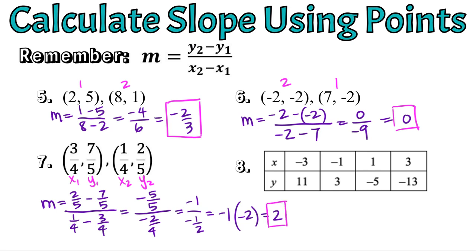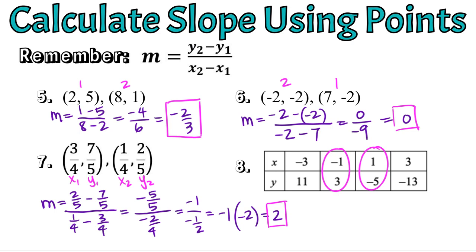We took up a little bit too much space there, but hopefully we have space to complete number 8. In number 8, I'm going to circle the points that we're going to use. I like to pick the smallest numbers, right? So I'm going to pick this point and this point. But it doesn't matter which 2 points you pick, because this table of values represents a linear relationship.